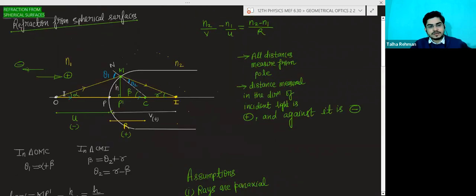So what was the case here? The object is placed in a medium having the refractive index N1, and the light ray is going to the medium having the refractive index N2. U is the object distance and V is the image distance. You can see here is the image, and R is the radius of curvature. What is radius of curvature? The distance between the pole and the center of curvature is the radius of curvature.